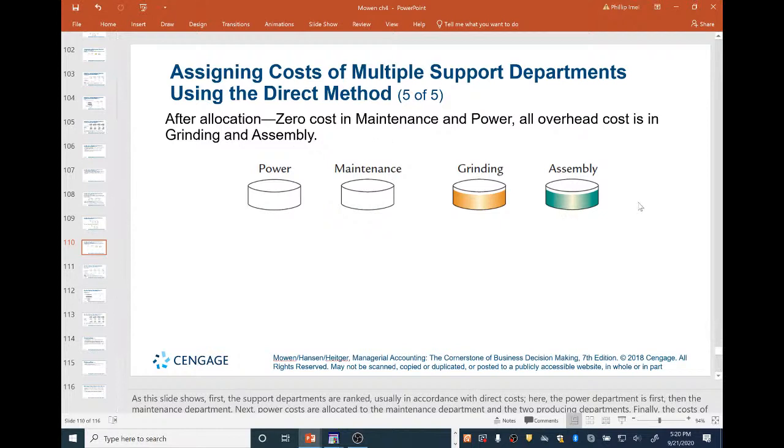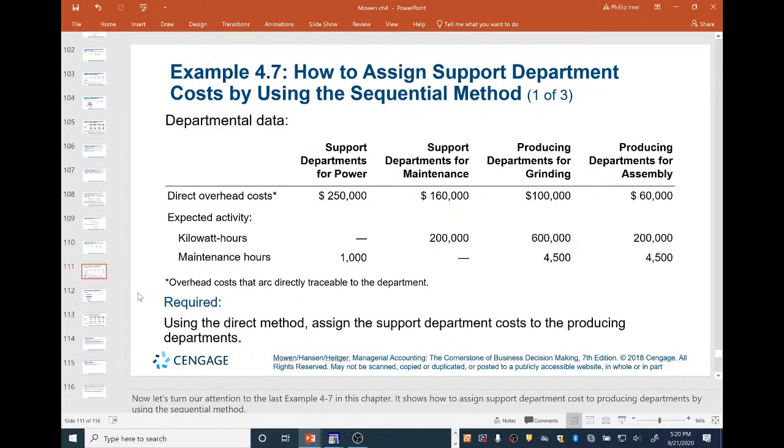Okay, obviously after we do all that allocation, now we have nothing left over in the supporting, and it's all been moved into the assembly, right? Same thing here, pretty much what we did, but now we're doing it in steps. So now we just have to add one more step. Now we want to do the support departments for maintenance first. So that's going to be 200,000.